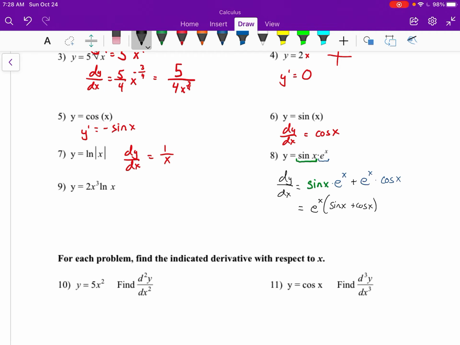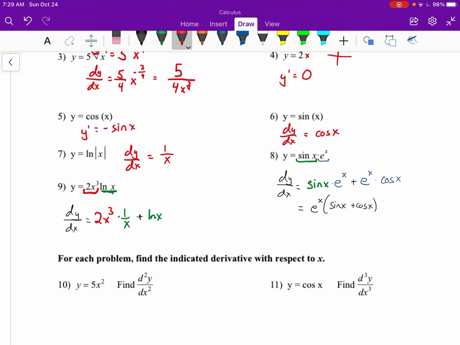And our last one in this section, again, this is a product. If we have a constant, that constant can go with one of those factors. So we'll think of 2x cubed times the natural log of x. And so we'll find our derivative using the product rule. We have first, which is 2x cubed, times the derivative of the second. Well, the derivative of natural log of x is 1 over x. And then we have plus the second, which is just natural log of x, times the derivative of the first.